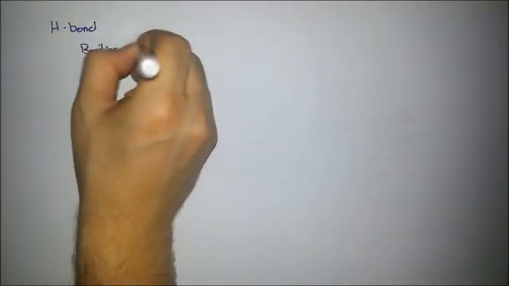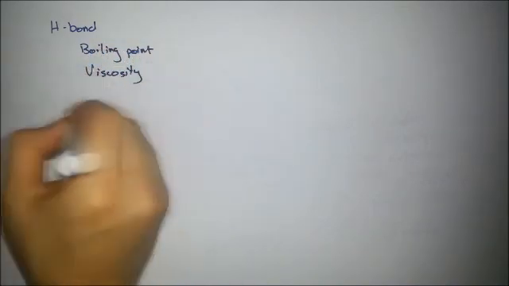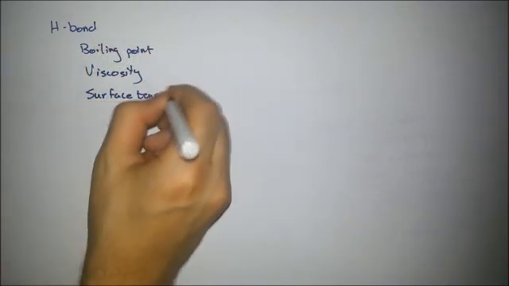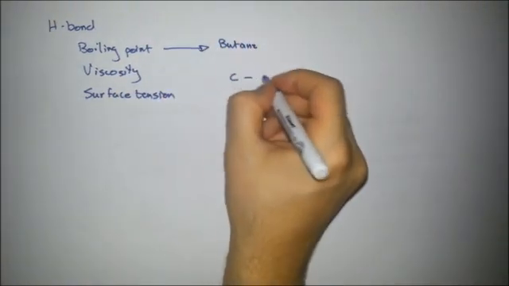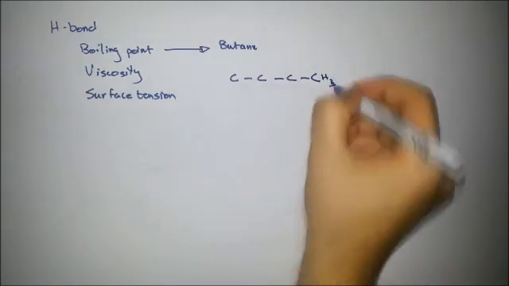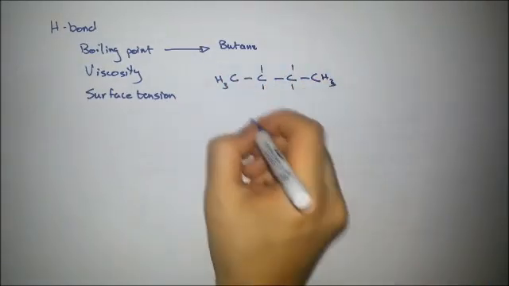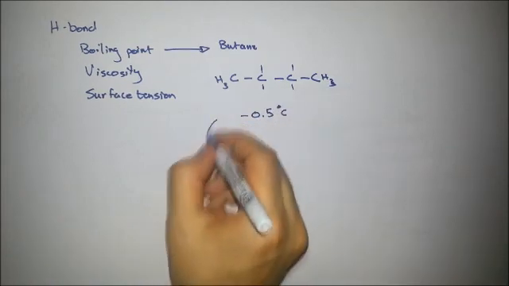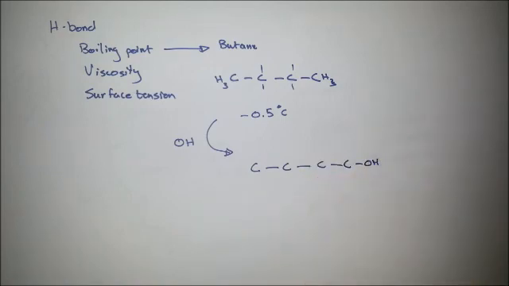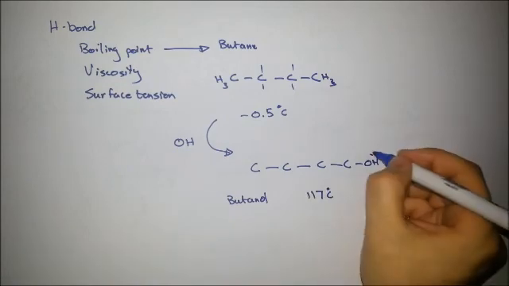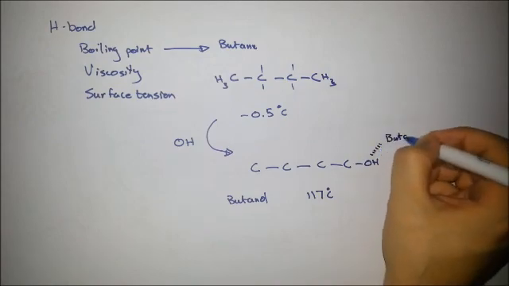Okay, here are some of the properties of water that are affected by hydrogen bonds: boiling point, viscosity, and surface tension. Let's see an example concerning boiling point, but on another compound other than water. Here we have butane, an alkane with 4 carbon atoms. This compound has a boiling point of minus 0.5 Celsius. If a hydroxyl group was added to this compound to form an alcohol, which in this case will be butanol, the boiling point will be 117 Celsius.